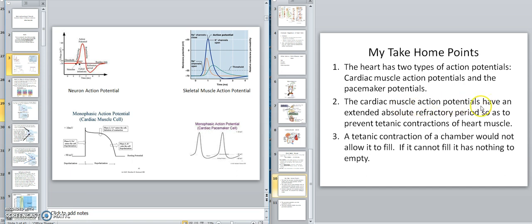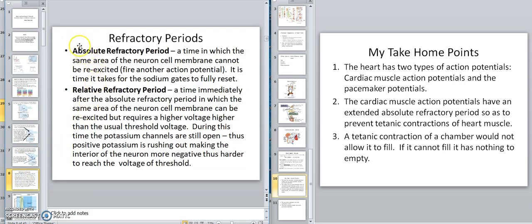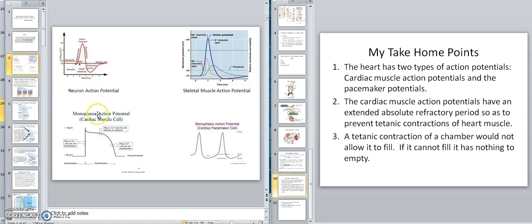The cardiac muscle action potentials have an extended absolute refractory period. Now in here, let me see if I can find it. This is an explanation of the absolute refractory period, so at least you can get that part. This extended absolute refractory period prevents tetany. Tetany is a sustained contraction. You do not want the heart to go into tetany. You do want your skeletal muscles to do that, because that's the only way, if you go and study it, that's the only way you can hold tension. Continuous tension.